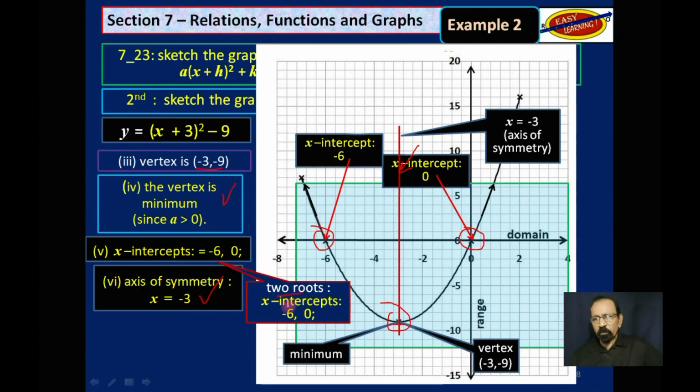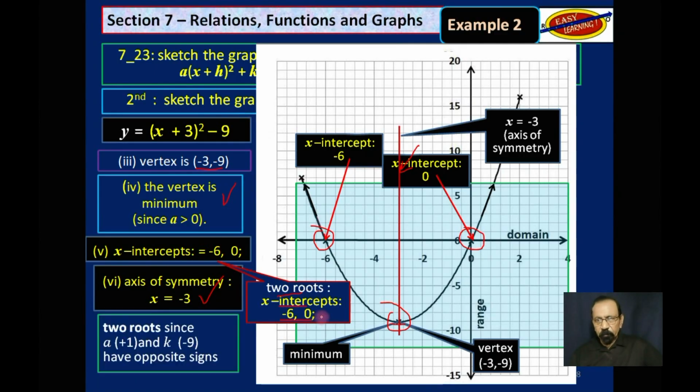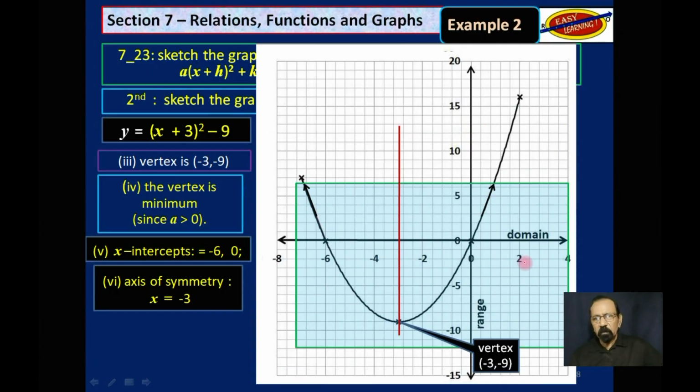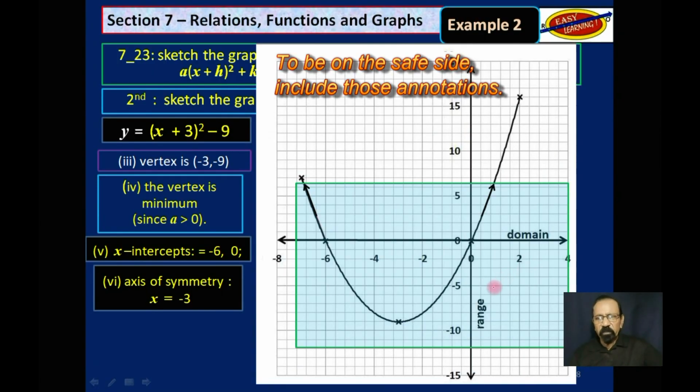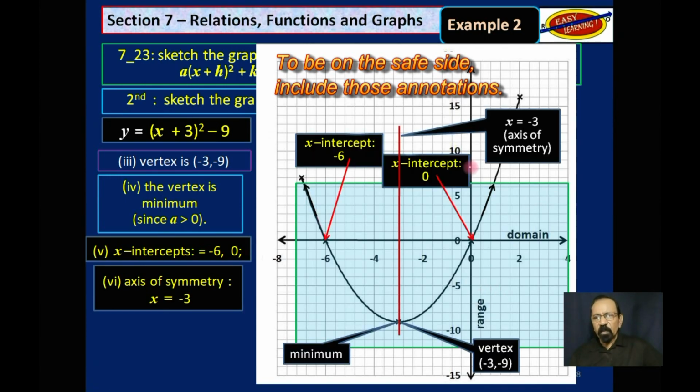As I said, it has two roots. We already know what those are, negative 6 and 0. How do we know it has two roots? Because a and k have opposite signs. So this is the sketch of your graph. You could include those annotations, or you could leave them out and produce this. But if you put in the annotations, it would be easier for anybody marking this question for you.